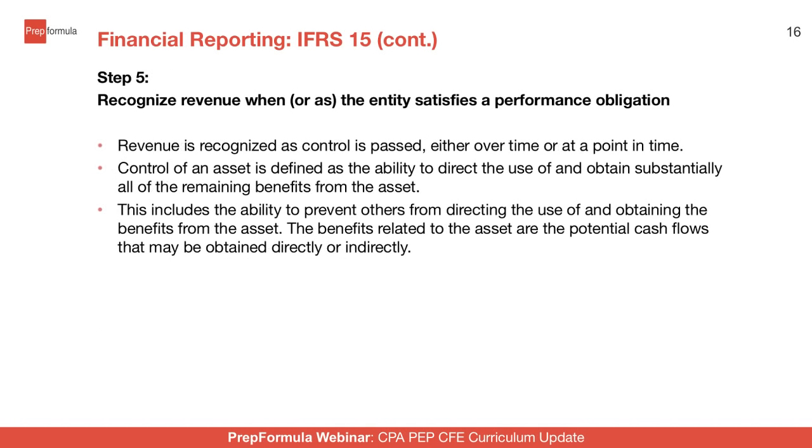So after we finish with step 4, we go to step 5, where we recognize revenue when the entity satisfies a performance obligation. So revenue is recognized as control transfers.